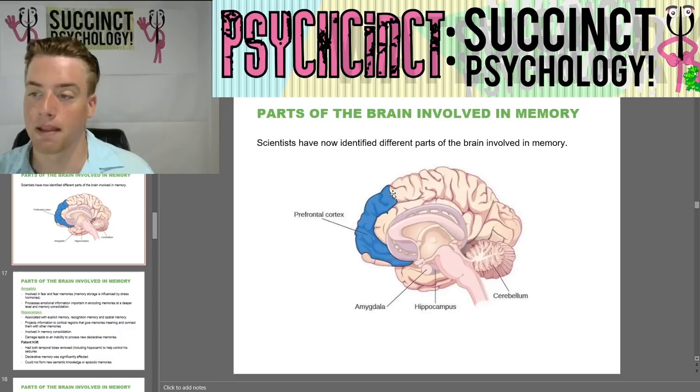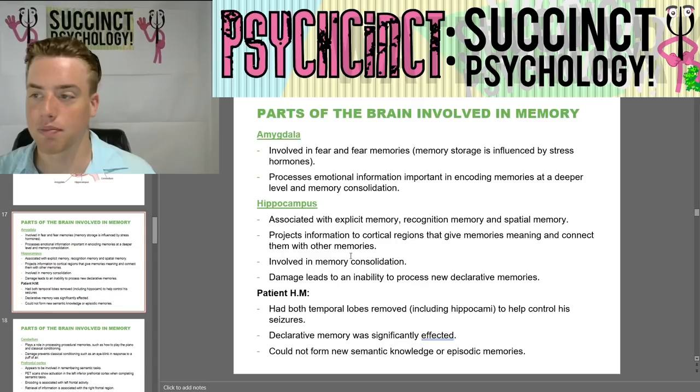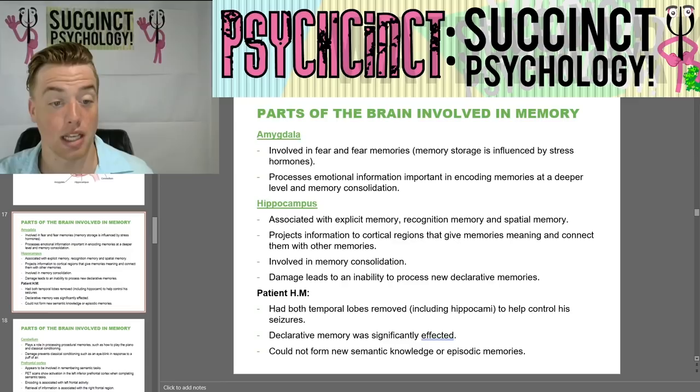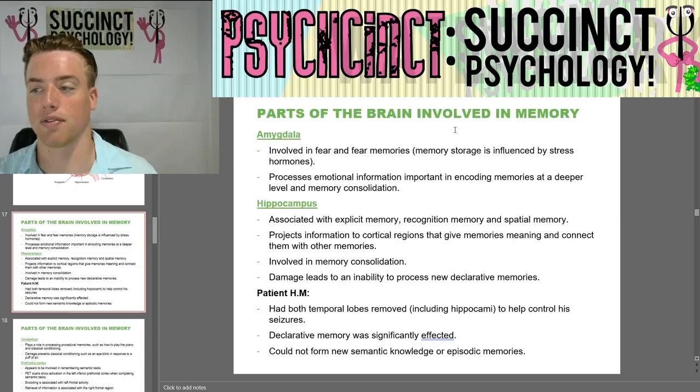So here we have parts of the brain involved in memory. So scientists have now identified different parts of the brain involved in memory. So you have the prefrontal cortex, the amygdala, the hippocampus, and the cerebellum. These are all involved in memory. So going further into detail about that, I think that's a good stopping point for today's video. But we will continue from right here, parts of the brain involved in memory, in the next part.